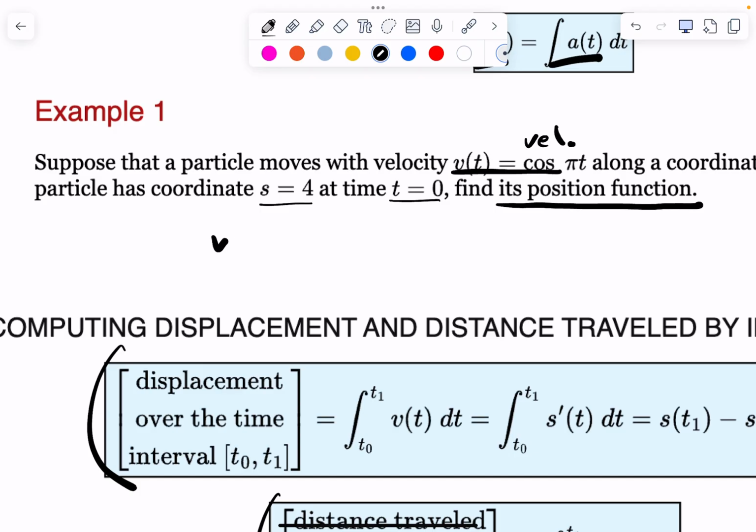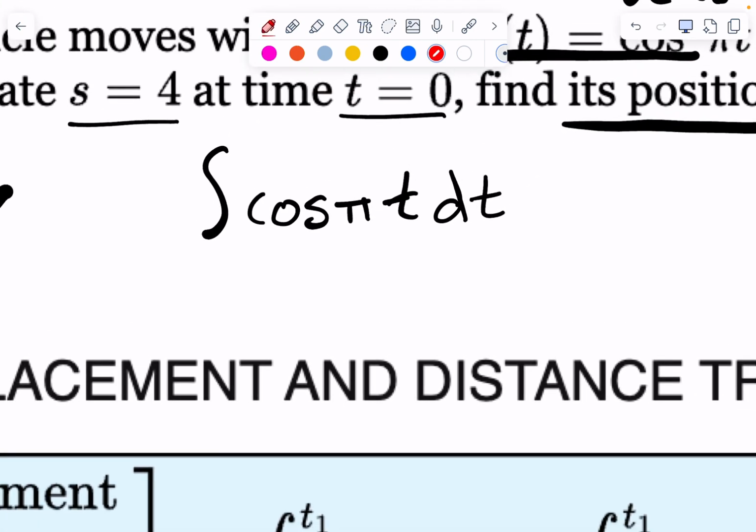So we're going from velocity to the position function, which is s, right? So we have to take the antiderivative. All right, we're taking the antiderivative of cosine of pi t. Now don't get confused. These are not your limits of integration. I'll tell you what those are here in a second. But I have this and I have dt. Okay, we have to find the antiderivative.